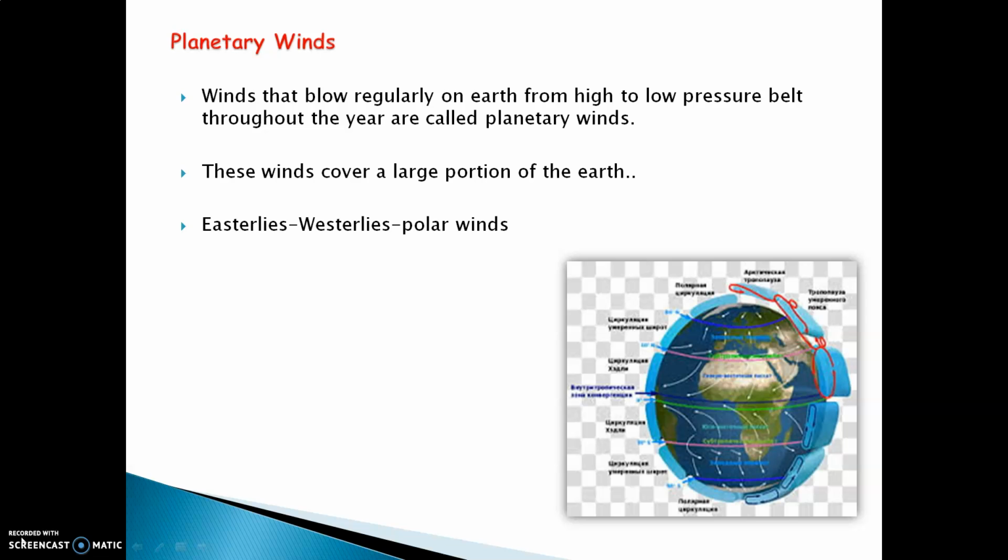In both the hemispheres, the winds that blow from the polar high pressure belt to the subpolar low pressure belt are called polar winds. Planetary winds are the winds that blow continuously on the earth, from various parts of the earth: from east, from west, from the equator, towards the equator, to the polar regions and from the polar regions. These are called planetary winds.